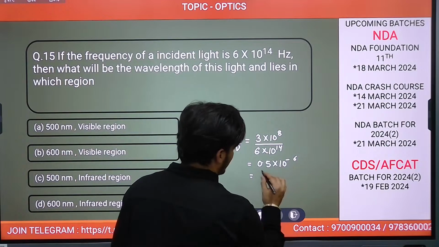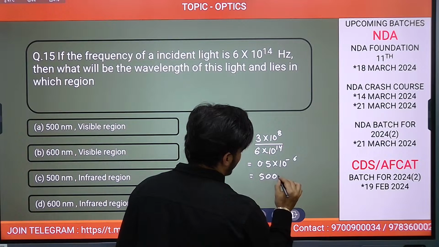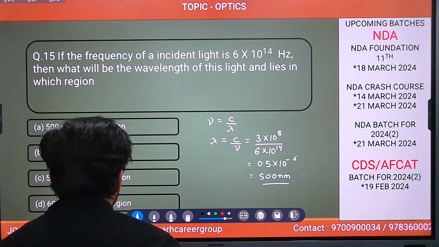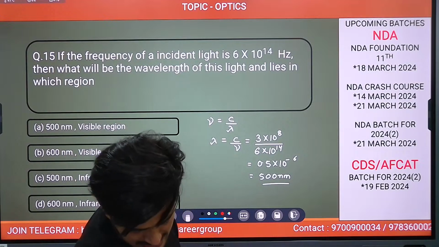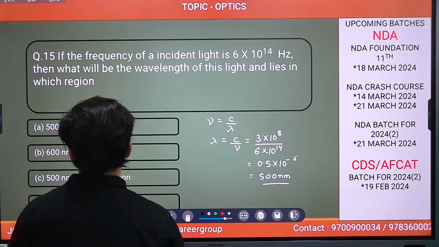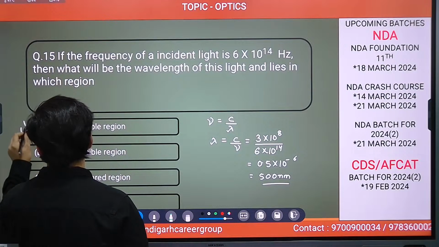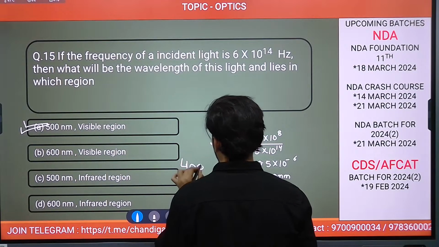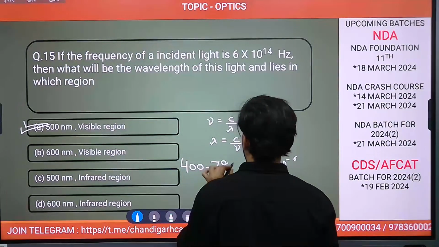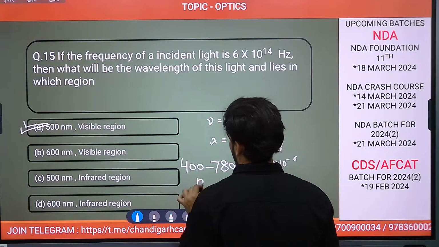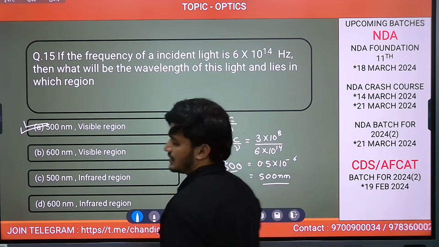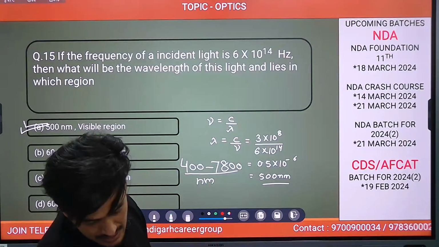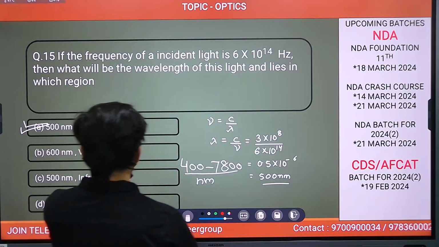नैनोमीटर में है, 3 से मल्टीप्लाई कर दो, 500 nanometer. Yes, it comes out to be 500 nanometer, and yes, this lies in the visible range. Of course, visible range में ही लाई करेगा. Visible range की जो wavelength है वो होती है 400 to 700 नैनोमीटर, 400 से 700 नैनोमीटर के बीच. चलिए आगे बढ़ते हैं.